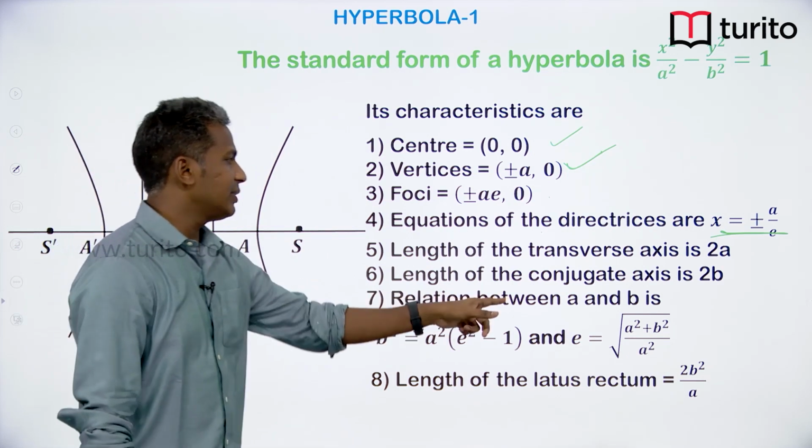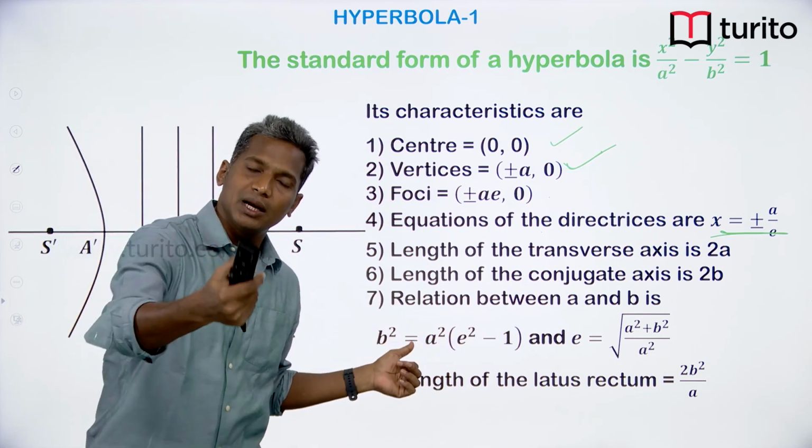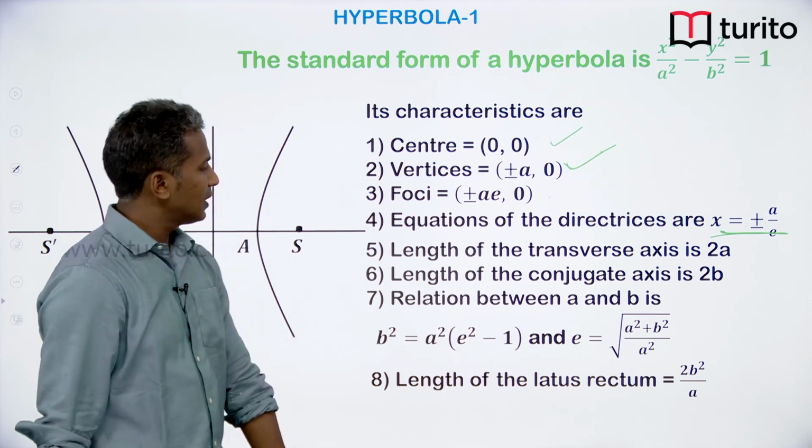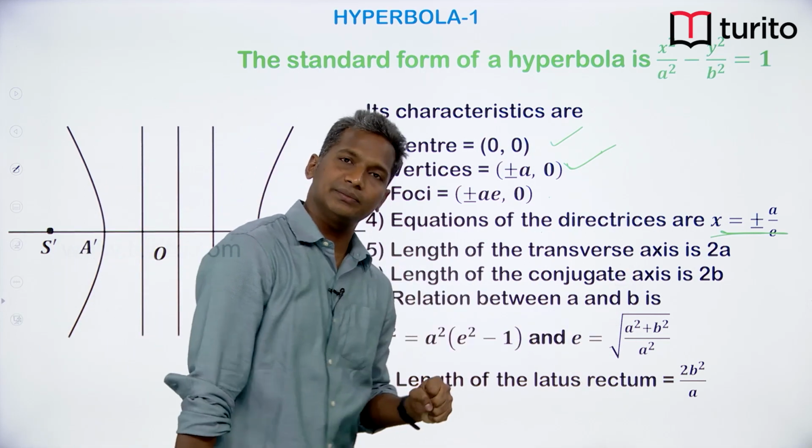Next, the relation between a and b. Of course, with the help of eccentricity we can connect them, and this is the formula for eccentricity.